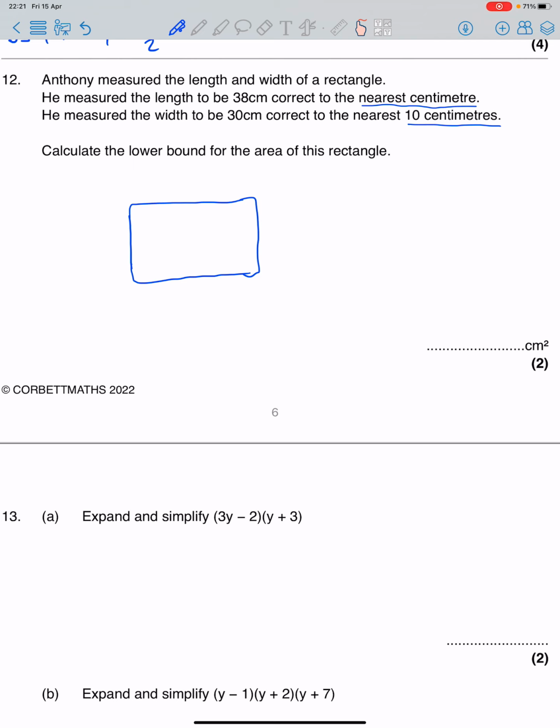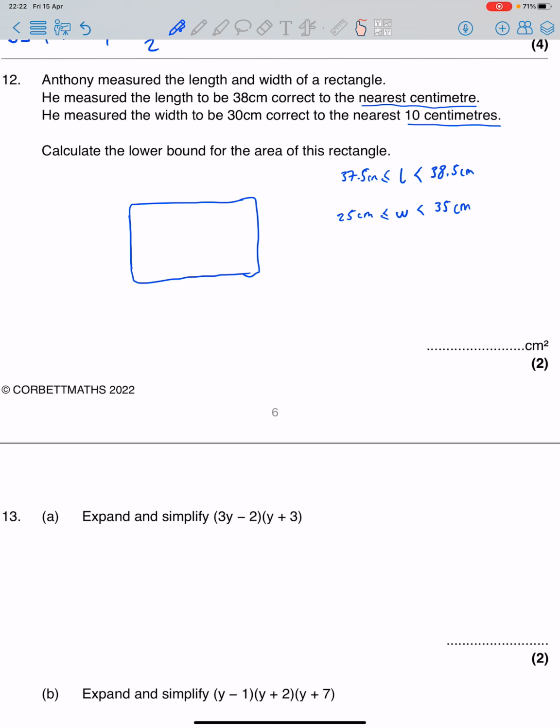So the length is bounded by 38.5 centimeters and 37.5. It's a bit weird that it's bounded by something that it can't actually be, but 38.5 is what we write. It's something you'll have to get used to when doing bounds. And the width, because it's to the nearest 10 centimeters, is bound between 35 centimeters and 25.